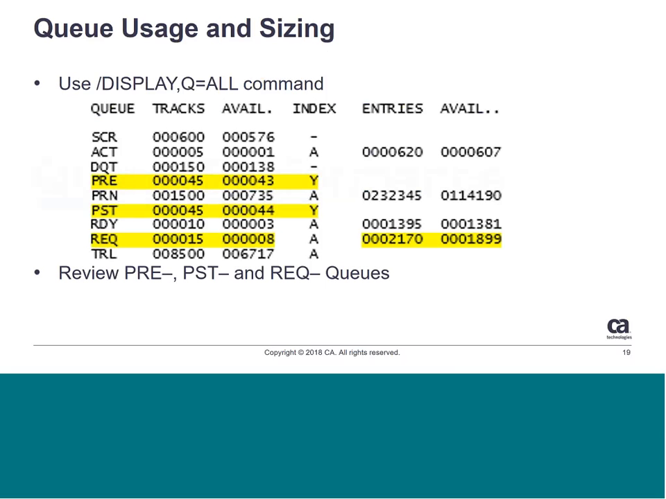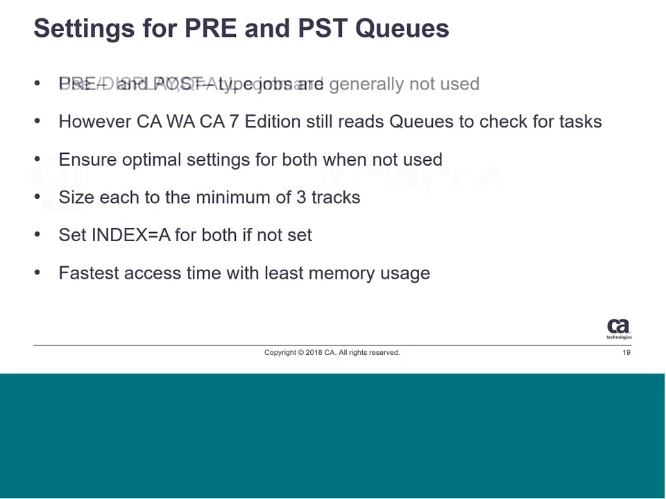One of the things to review, certainly initially, is your queue files for the pre-queue and post-queue, which 99% of people or customers that I deal with aren't using. As you can see from this example here, they're both allocated with 45 tracks and have 43 and 44 tracks available. This particular customer is not using them at all.